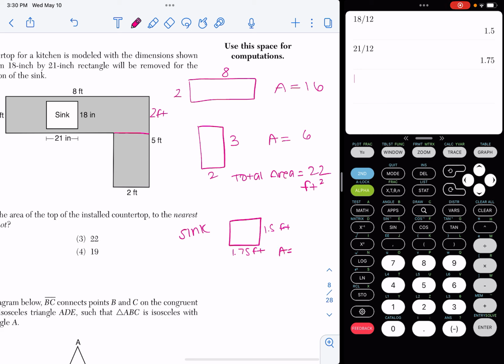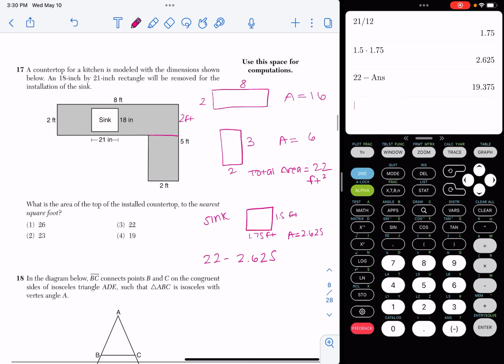And the area would be 1.5 times 1.75, length times width, and 2.625. So if we want to find the area of the shaded part, we're going to take 22. We're going to subtract out that area. And to the nearest square foot, we get choice 4, which is 19.